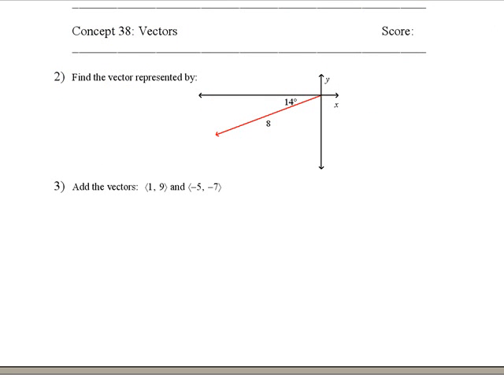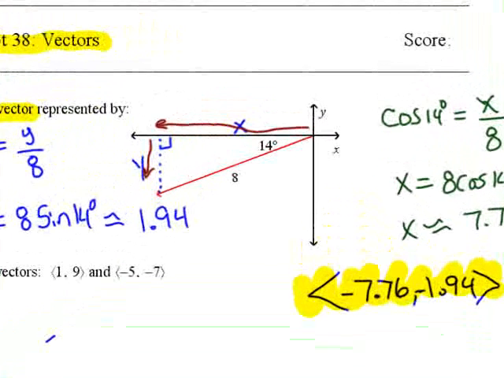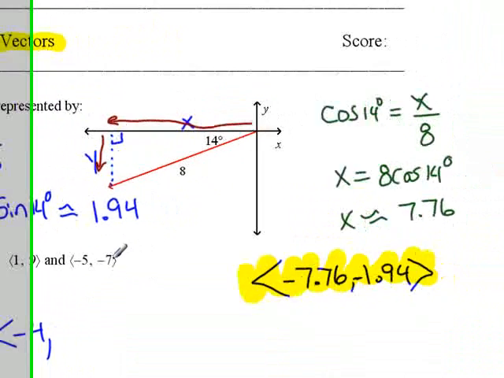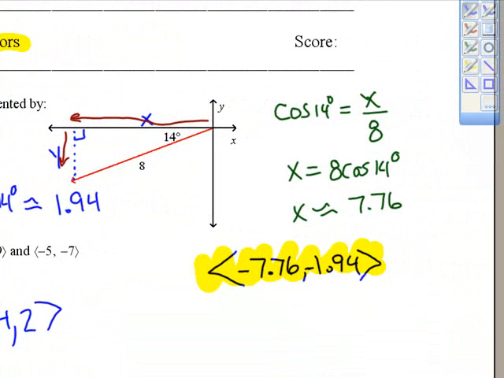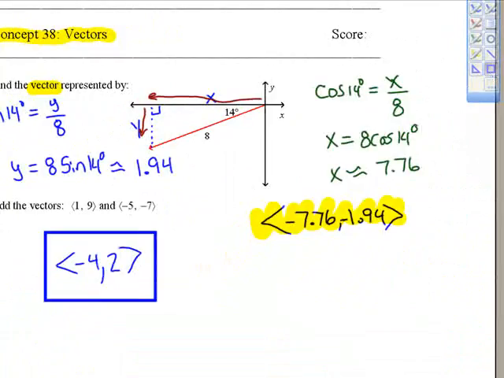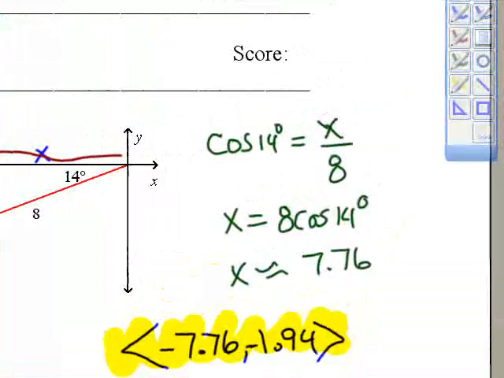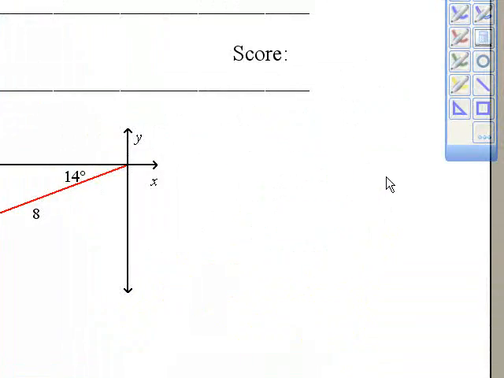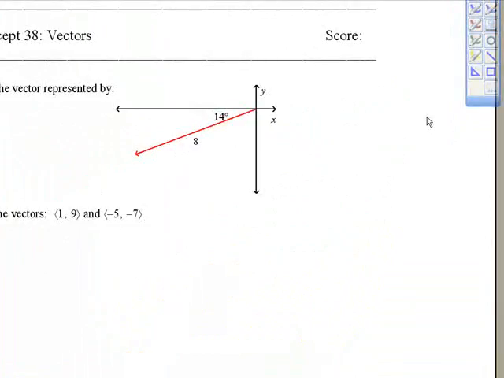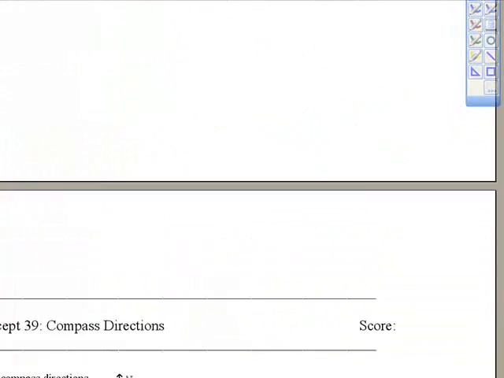Number 9, we're asked to just add the vectors. So if we add the x coordinates of the vectors, we have 1 and negative 5, which is negative 4. And if we add the y coordinates, we have 9 and negative 7, which is 2. And that's all we needed to do on that one. We get the vector negative 4, comma 2. Questions on that one? All right, let's keep moving. All you do is add the vectors.